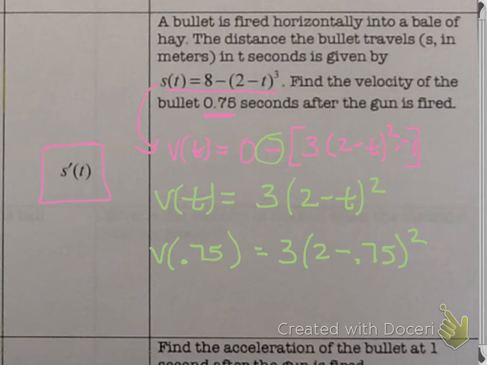And when we do, you can even take a minute and do it yourself. I got 4.6875, and then always be aware of units. So the distance here is meters, time is seconds, so that speed is 4.6875 meters per second.